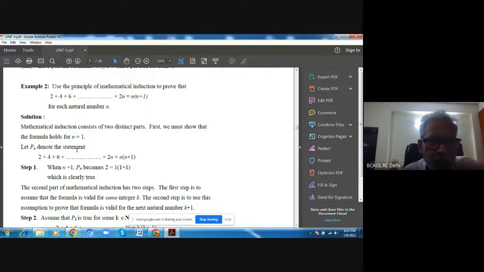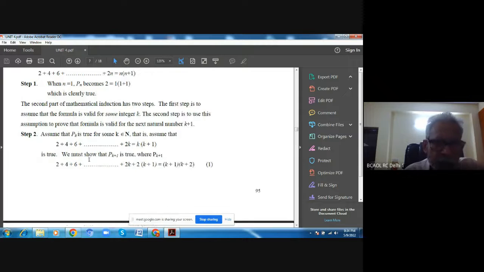Let Pn denote the statement 2 plus and so on. You can start from here itself, no problem. Here you can write or not write it. From here you can start. Step 1, definitely you have to write it. When n is equal to 1, whatever it is, then you have to write it. And see, in this case it's 2 and n plus 1. So the first step is true, clear.